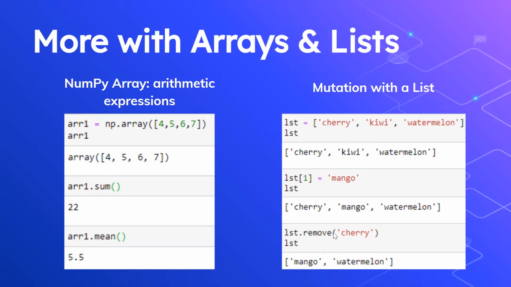And now I can do the same with cherry. So I can remove cherry from the list using list.remove, and we won't see the cherry here anymore. So does that make sense?